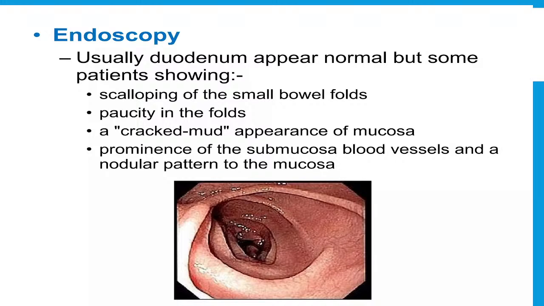Now, if you do an endoscopy in cases of celiac disease, what will you get? Usually the duodenum appears normal, but some patients show scalloping of the small bowel folds, paucity of the folds, and a cracked mud appearance of the mucosa. As you can see in this picture, you have a cracked mud appearance of the mucosa. This is classical. Then there is prominence of some mucosal blood vessels and a nodular pattern of the mucosa.